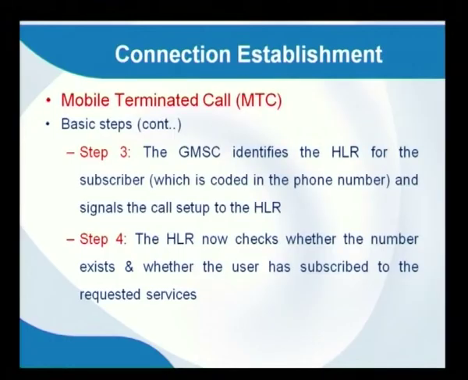So, after getting the request from the PSTN network, now it is the duty of the GMSC, or the gateway mobile switching center, to check whether the mobile station is located. The GMSC identifies the corresponding HLR of the subscriber and signals the call setup to that HLR. Now, in the next step, the home location register checks whether the number exists or the requested services are subscribed. Based on that, the further steps will be taken.